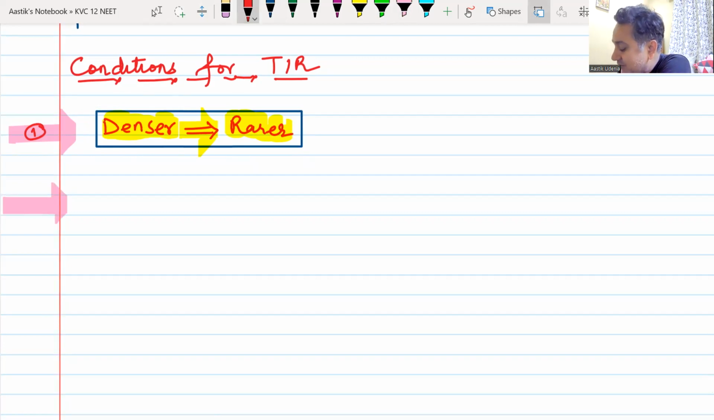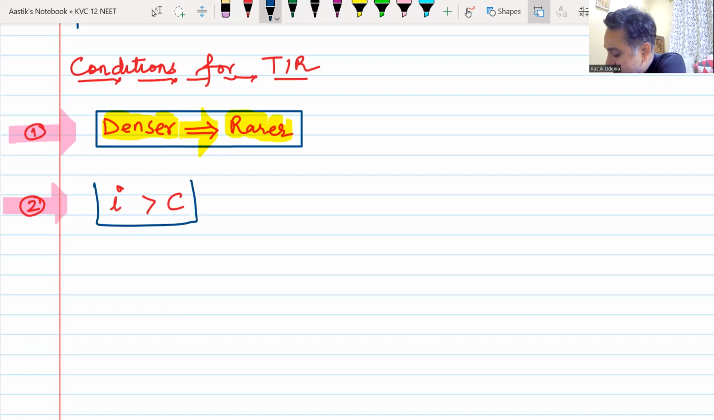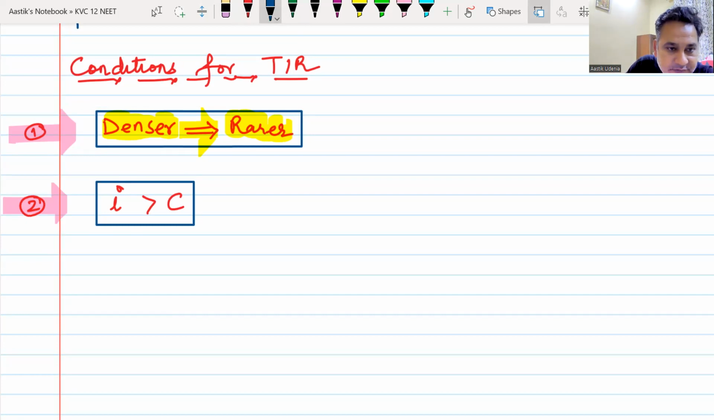Please don't disappoint me with the second condition. What is the second condition? I is greater than C. That is clear. The angle of incidence must be greater than critical angle. But remember, that is not the first condition. The first condition is definitely light must travel from denser to the rarer medium. Do we understand this? Yes or no? Yes, sir. Understood.